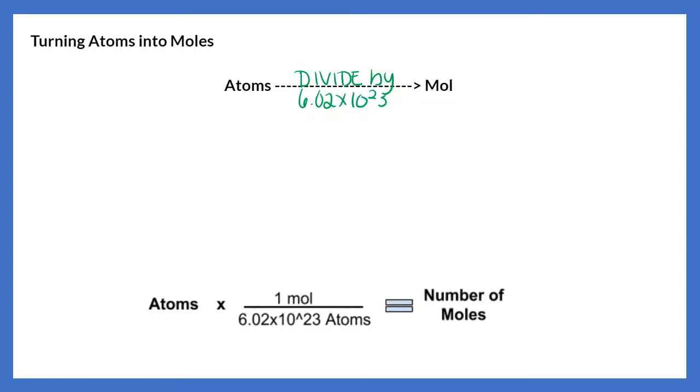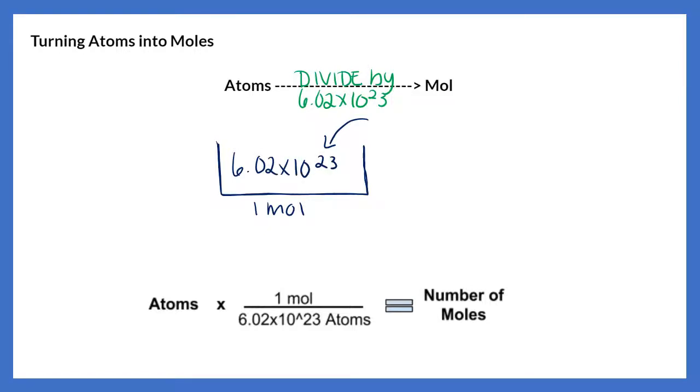So let's think about this. I've got my mole box, and in that mole box I have 6.02 times 10 to the 23rd. If I have a certain number of atoms and I want to know how many moles I have, I need to divide by my atoms.